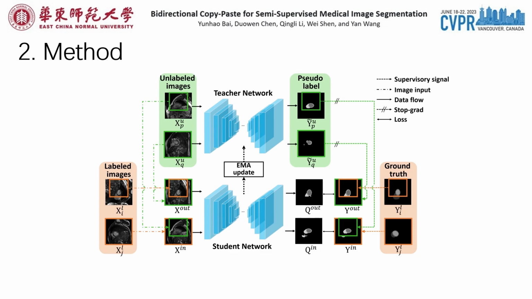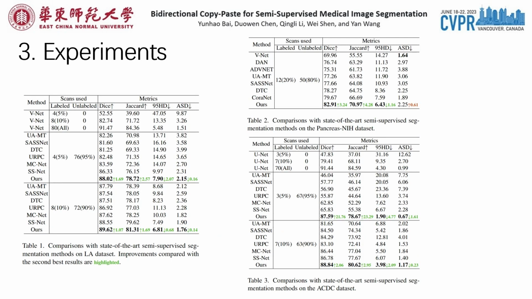The supervisory signal for its output is a mixture of ground truth and pseudo-labels, which are combined based on the way the labeled image and unlabeled image are merged. The pseudo-labels are obtained by feeding the unlabeled data into the teacher network. For the network updating method, the student network uses gradient backpropagation, while the teacher network uses exponential moving average, EMA.